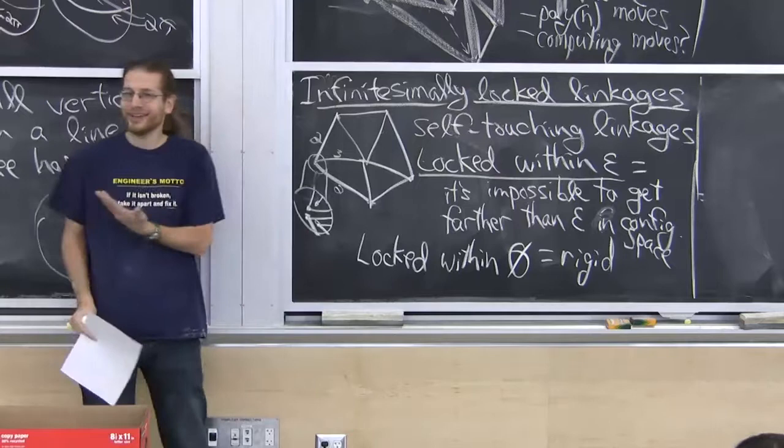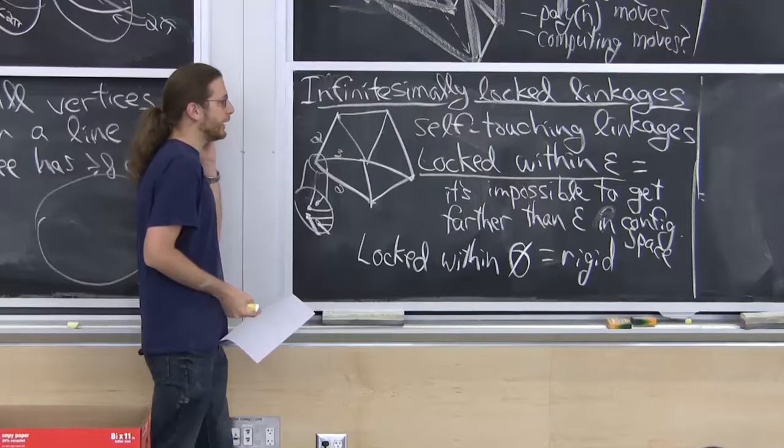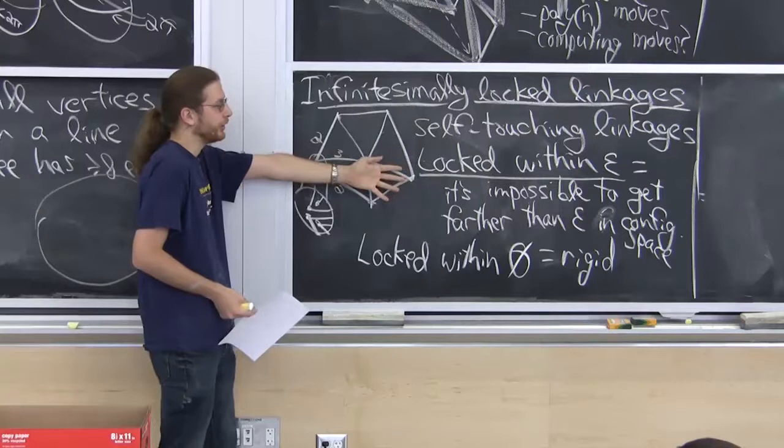This is an analysis tool. I don't like trees that are self-touching. It's kind of ugly and cheating. And so real trees, non-self-touching trees, could only be locked within some positive epsilon. But if we consider for the moment the extreme when they're touching, then we can hope for rigidity.